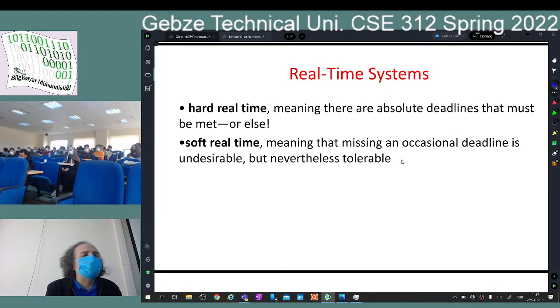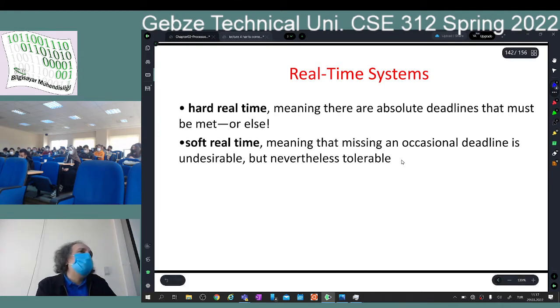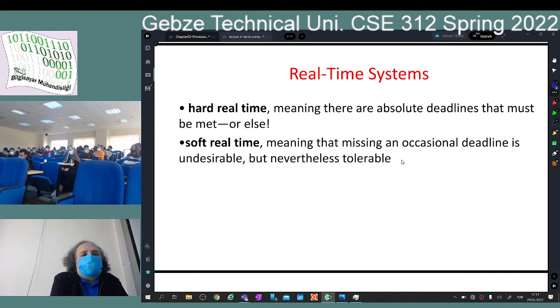Okay? Soft real-time systems. Obviously, I cannot use the soft real-time system to control my car's braking system, right? That would be too dangerous. I mean, I cannot trust my life to some machine that says that there is a 1% chance that you are going to die today. No, I am not going to do that, right? So that's not a good thing.